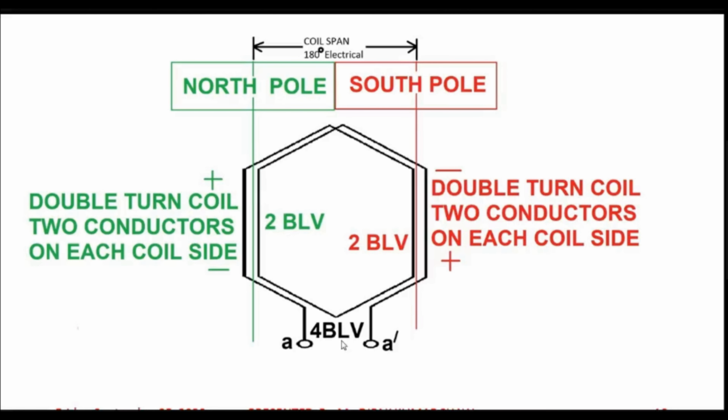Now you can simply use your unitary method to arrive at the result that if this coil would have been an n turn coil, meaning the coil is having n number of turns, what will happen? There will be n number of conductors on this coil side, and n number of conductors on this coil side. Since the coil is having n number of turns, n conductors under north pole, so induced EMF will be n BLV. N conductors under south pole, so EMF induced will be n BLV. If you add, you get 2n BLV.